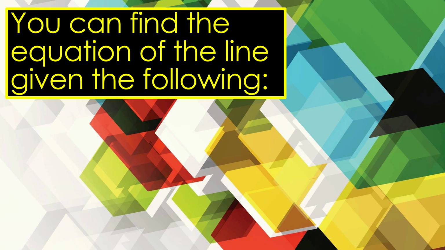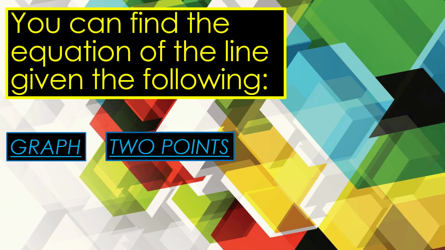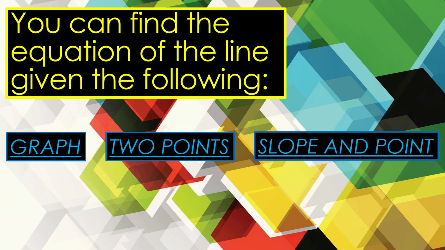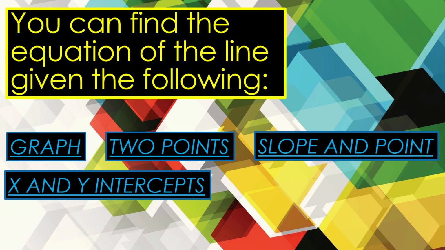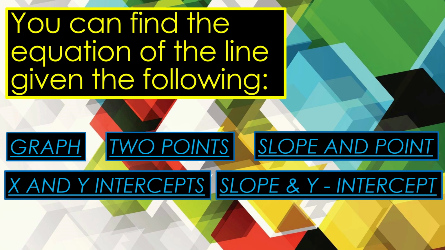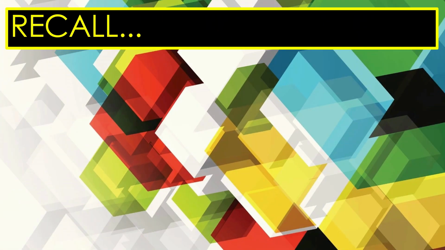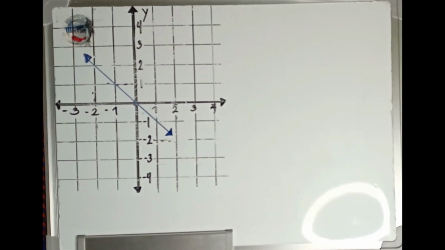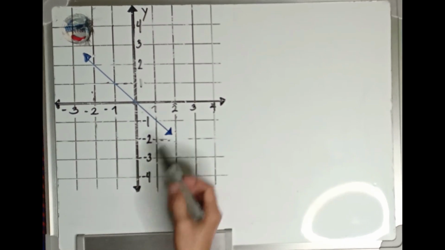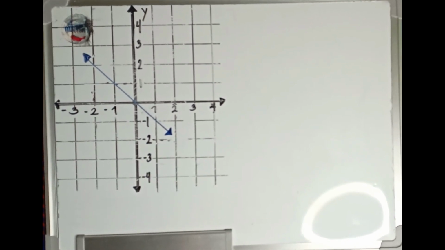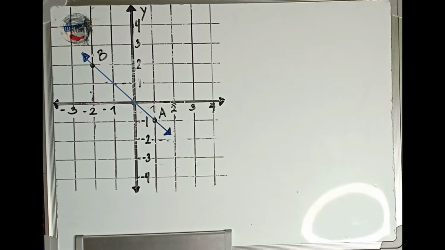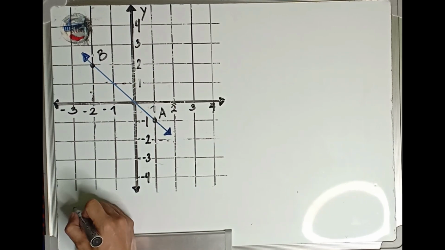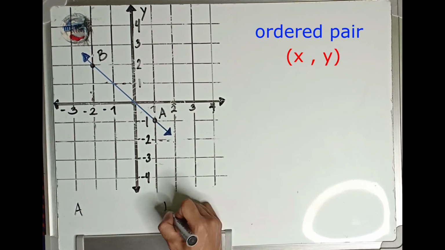You can find the equation of a line given the following: the graph, 2 points, slope and a point, x and y intercepts, and slope and y-intercept. Now, let us recall how to make the equation of a line using a graph. To find the equation of a line using this graph, you're going to select 2 points from this graph. After selecting 2 points, you're going to get the ordered pair of the 2 points.